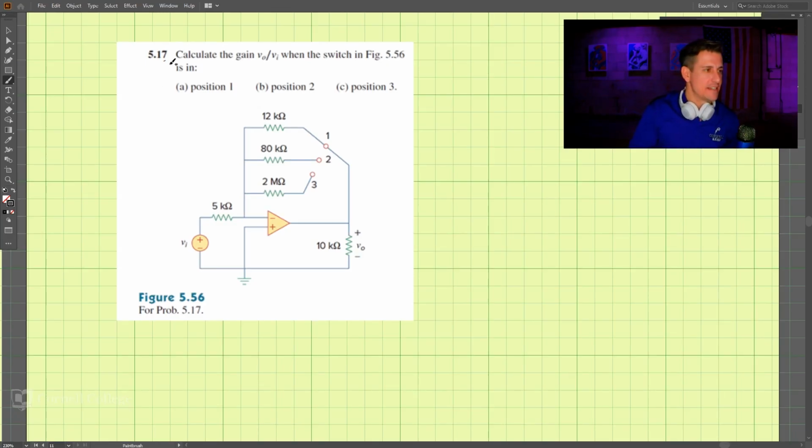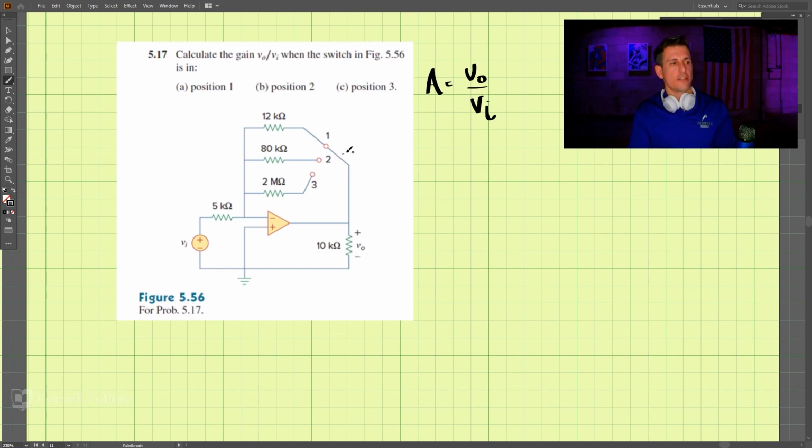This is 517, and we're going to calculate the gain, V naught over VI, for three different scenarios. The first one is we have the switch in this position, so the current comes up and goes here. In the second part of this problem, the switch is not here, it's connected here. And then in the third part of the problem, part C, it is connected here.